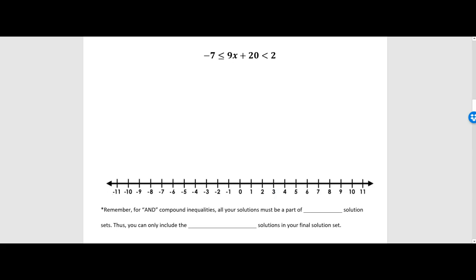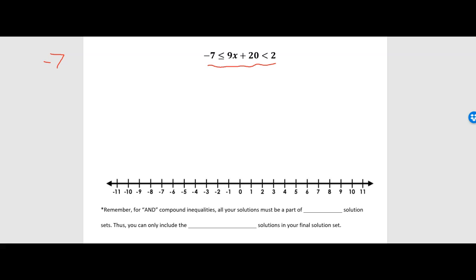All right, so this one looks a little different, right? There's no word. It doesn't tell us whether it's an "or" or whether it's an "and" inequality. However, the way they wrote it does. So whenever you see an inequality that's written together, and it looks like there's two of them, this is going to be an "and" inequality, and you can split it up like this.